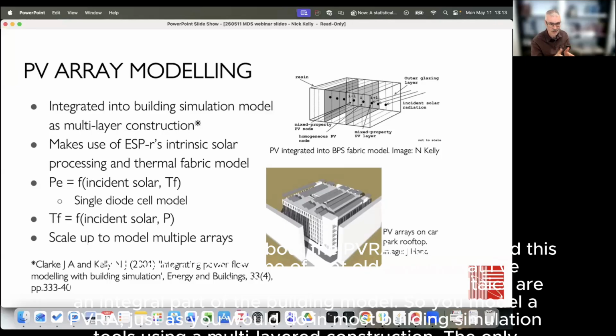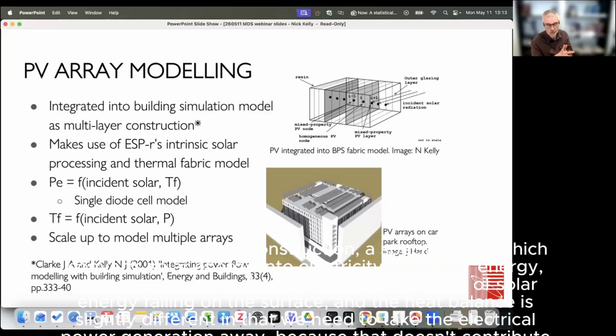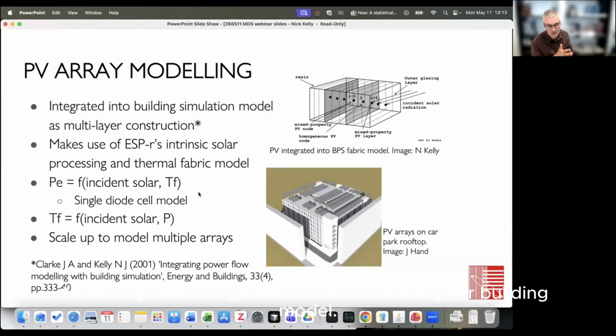The only difference is you've got a special bit of that construction, a special layer which converts solar energy into electricity. The electricity is dependent on the amount of solar energy falling on the surface, and the heat balance is slightly different in that we need to take the electrical power generation away because that doesn't contribute to the overall thermal balance of the surface. But other than that, it's just a normal surface in your building model.